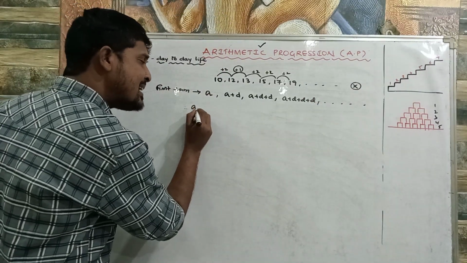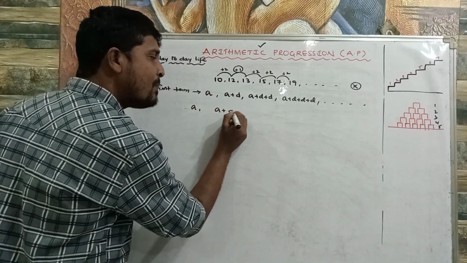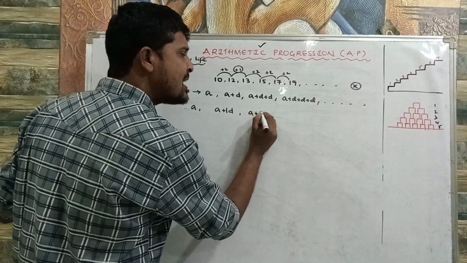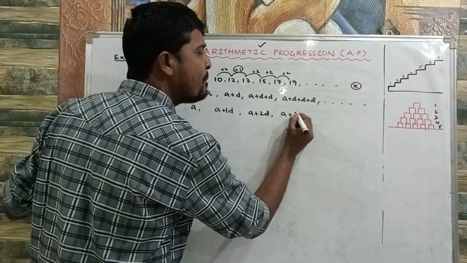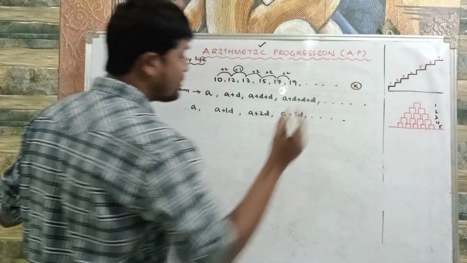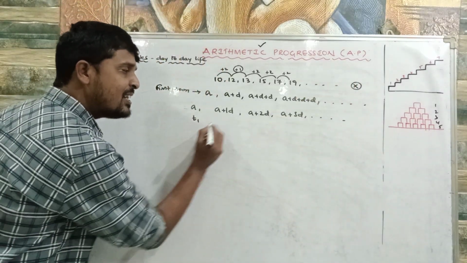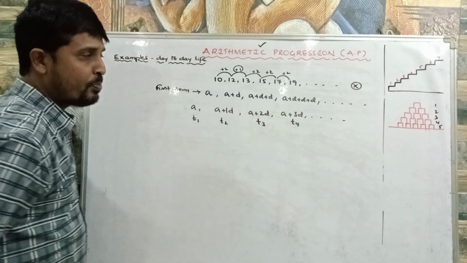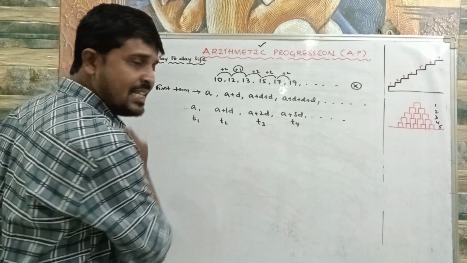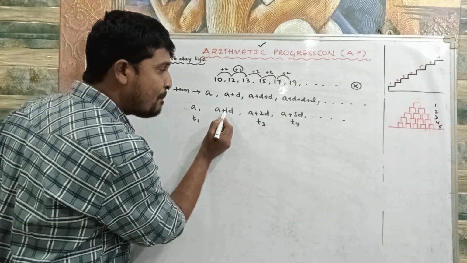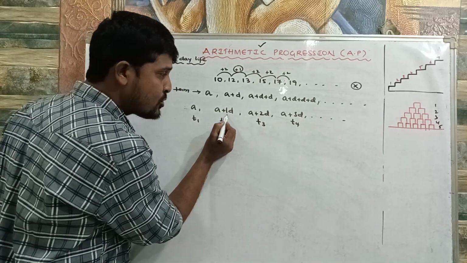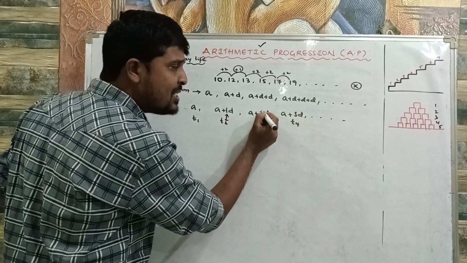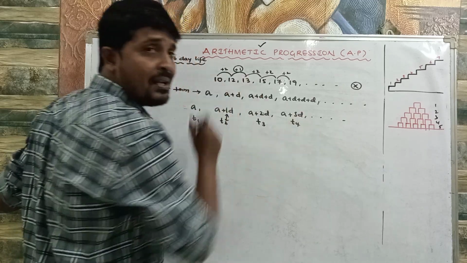Now the first term is A. The second term is A plus, can I say 1D? 1 into D. Here it is A plus 2D. Here it is A plus 3D and so on. Observe carefully. This is my term 1, this is my term 2, this is my term 3 and this is my term 4. For the first term it is A, the second term is A plus 1D. Observe these two: 1 less than 2 is 1. The third term is A plus 2D and the fourth term is A plus 3D.